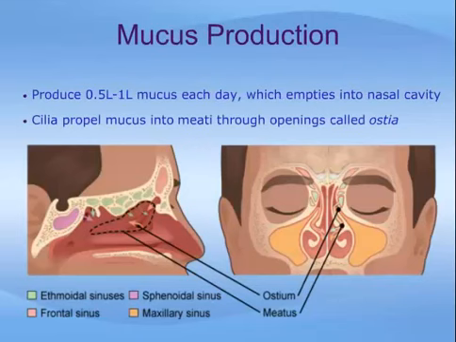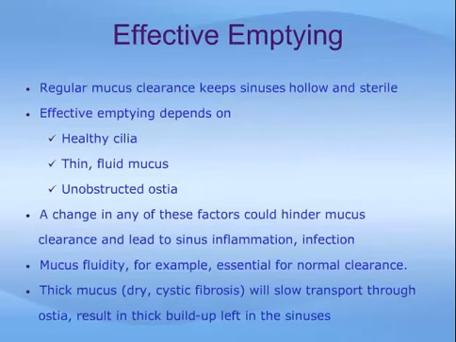By producing half a liter to a liter of mucus each day, which empties into the nasal cavity, the sinuses contribute greatly to air filtration. Cilia propel the mucus into the meatai of the nasal cavity through tiny openings called ostia. Regular clearance of mucus into the nasal cavity keeps the sinuses hollow and sterile.